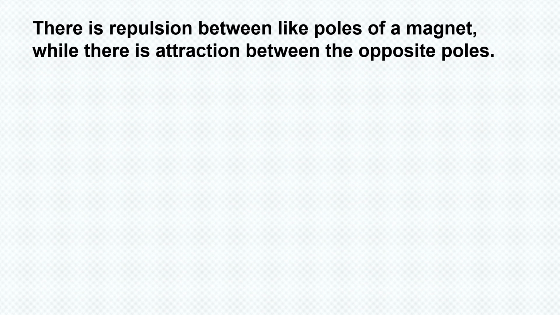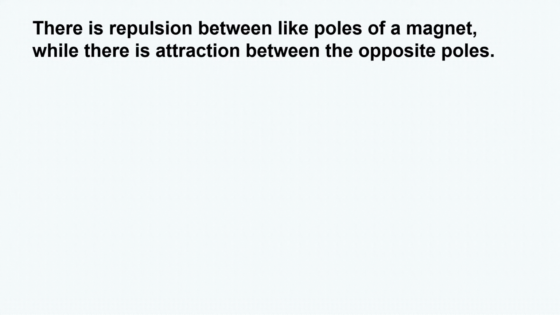There is repulsion between like poles of a magnet, while there is attraction between the opposite poles. Like means same poles. Like means north and north pole, south and south pole. These are called like poles, same poles.